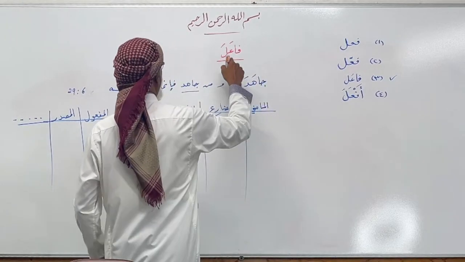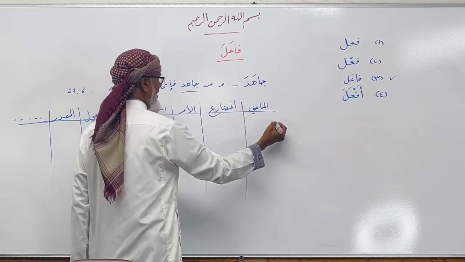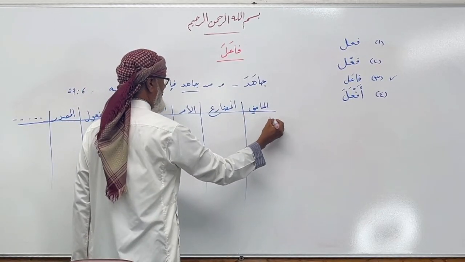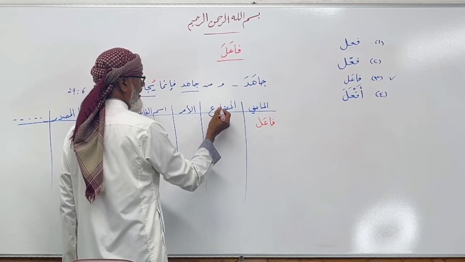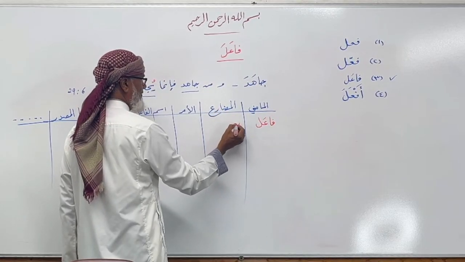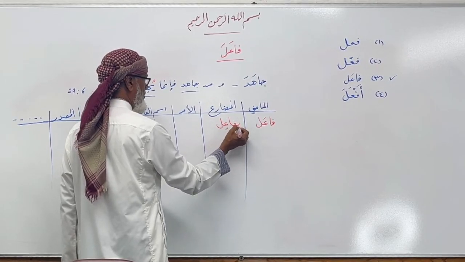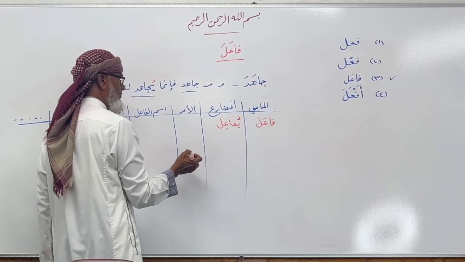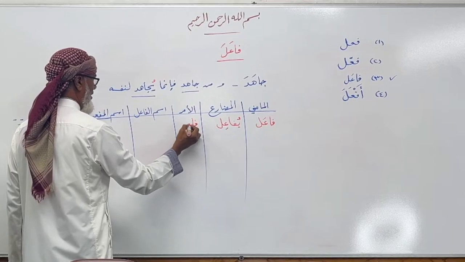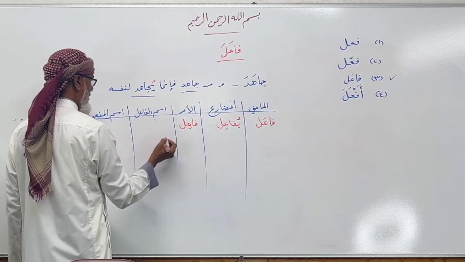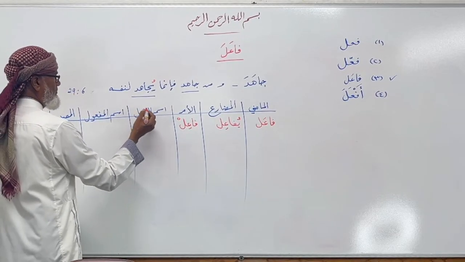All right, so we would look at the pattern, basically. So we have fa'ala. Fa'ala goes here. The al-mudari, yufa'ilu. Yufa'ilu. Okay? And then here is fa'il, with a sukun. Ism al-fa'il.